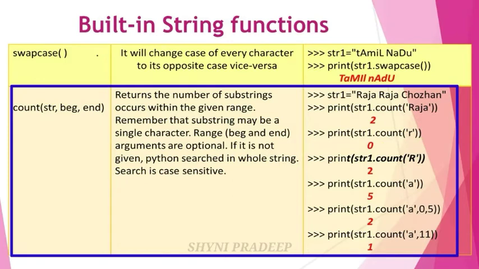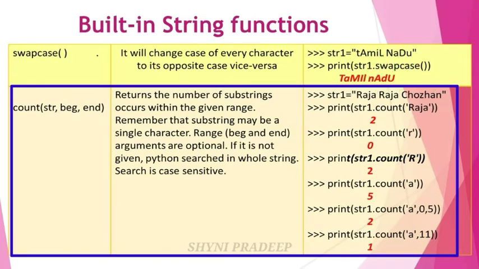And next, print str.count('R'), uppercase R. See this string, this is R, this is R. So 2 times, and you will get output 2. And next, print str.count('a'), which means lowercase a. Search this string. This is 1, 2, 3, 4, 5. Okay, so 5 will be printed on the output screen.